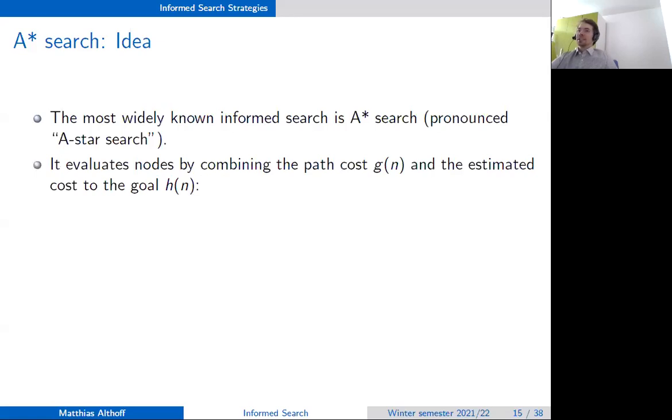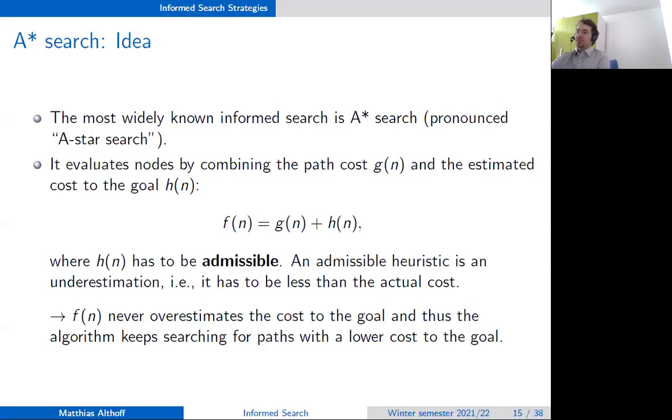Essentially what we change is that the F value does not equal the heuristic anymore, but it includes the path cost. So it's the path cost G of n plus the heuristic H of n. It's a very small change, which has a huge impact, as you will see. So now, as I said, F of n is G of n plus H of n. And the second thing we have to consider is that H of n has to be admissible.